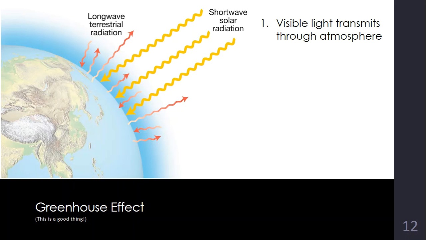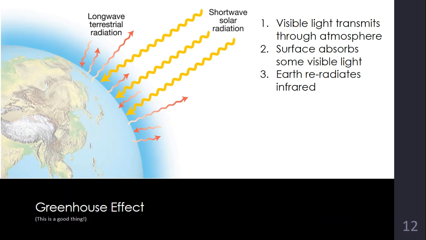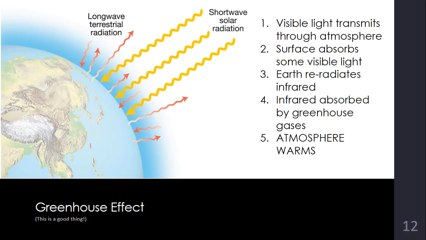So visible light transmits through the atmosphere. The surface absorbs some of that visible light, and the Earth re-radiates infrared light. That infrared is absorbed by greenhouse gases, and the atmosphere warms, right? Which, again, is a nice thing.